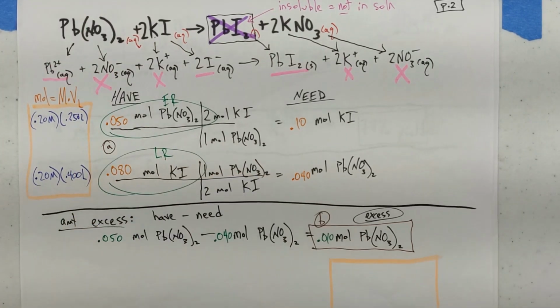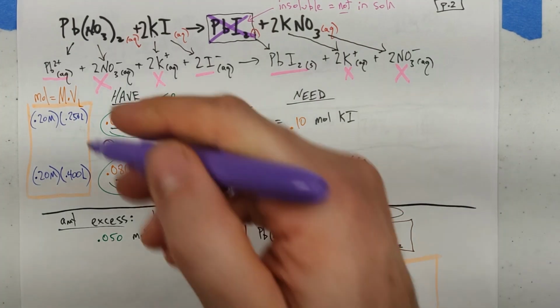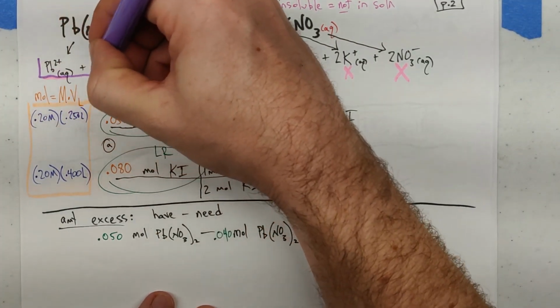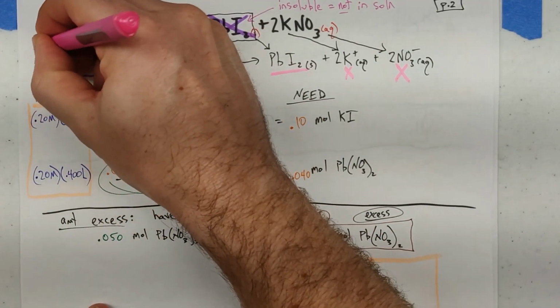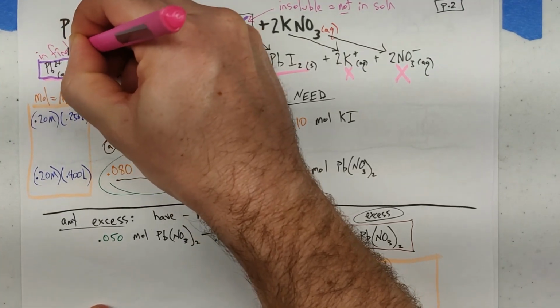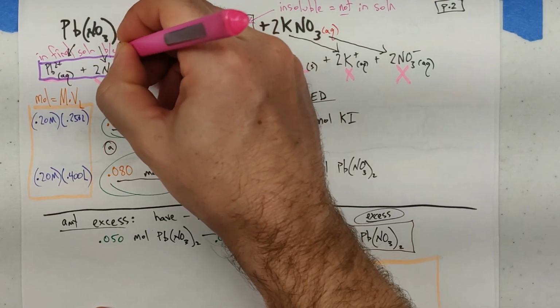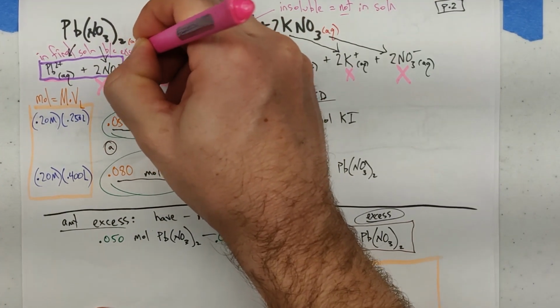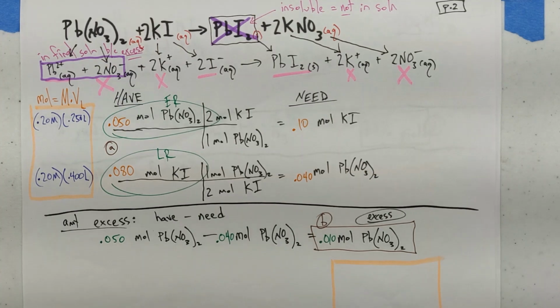In fact, let's take note of that. Lead ions and nitrate ions are in the final solution. And why is that? Because there was some left over. Those were excess ions, and we got them in the final solution.